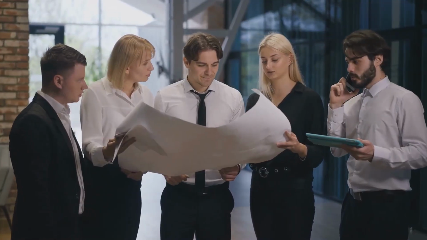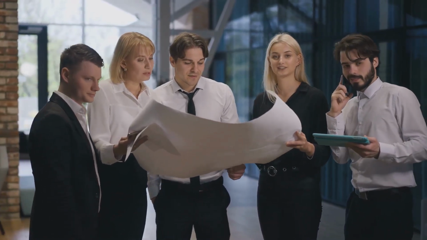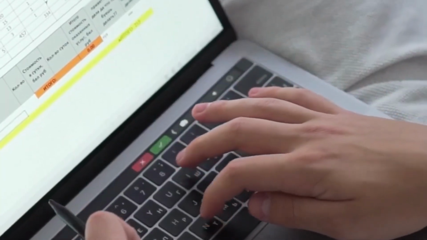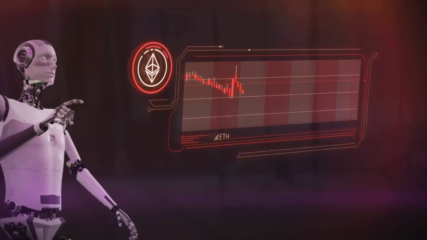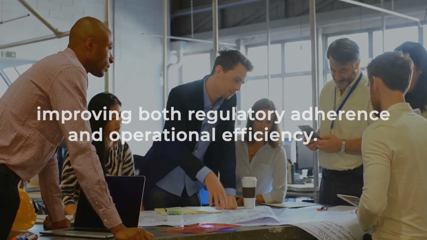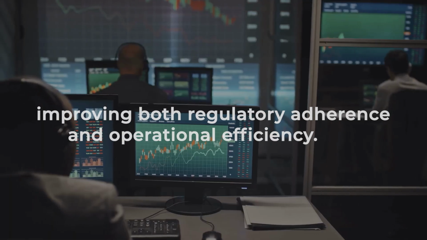Proactive risk management. One of the key advantages of machine learning in compliance monitoring is its ability to forecast potential compliance issues through predictive analytics. This proactive approach enables institutions to address compliance risks before they escalate, improving both regulatory adherence and operational efficiency.